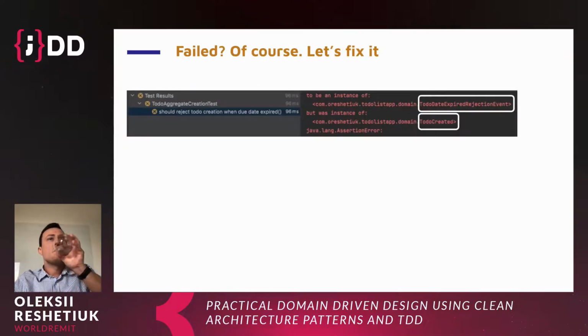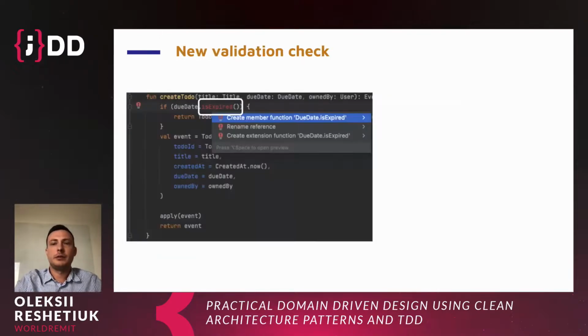And we need to run this test, because we need to be sure that it fails. And indeed it fails, because we expect a to do date expired rejection event, and we got to do created. Yeah, it's okay. Now let's modify our to do aggregate, adding the needed check at the very beginning, creating of course a new method on the fly. I just put is expired on due date.